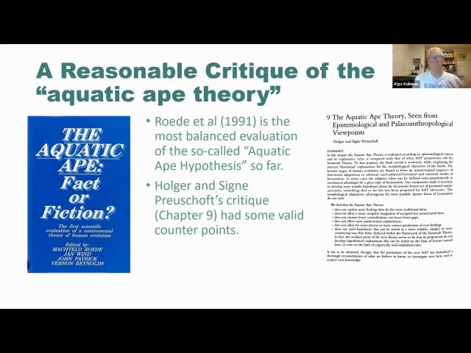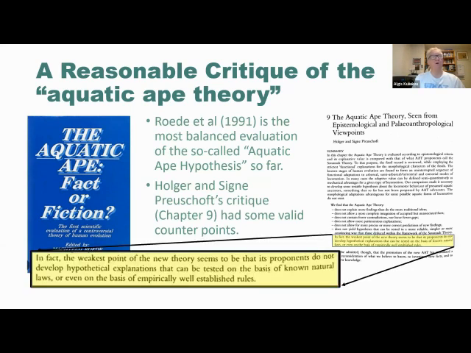But basically, they wrote a chapter critiquing the aquatic ape, and this is the main thing that I picked up on. The weakest point of it was that its proponents do not develop hypothetical explanations that can be tested on the basis of known laws or on empirically established rules. So it's this critique that the epistemology, in other words, the way that we do science in the aquatic ape field, wasn't stringent enough, or wasn't robust. It wasn't putting it in a scientific way. And when I read that, I thought that's pretty fair, actually.